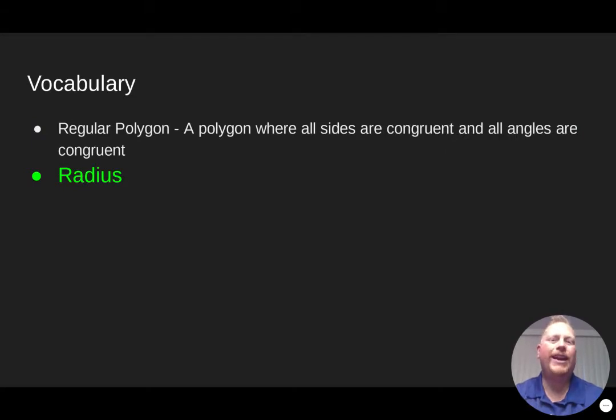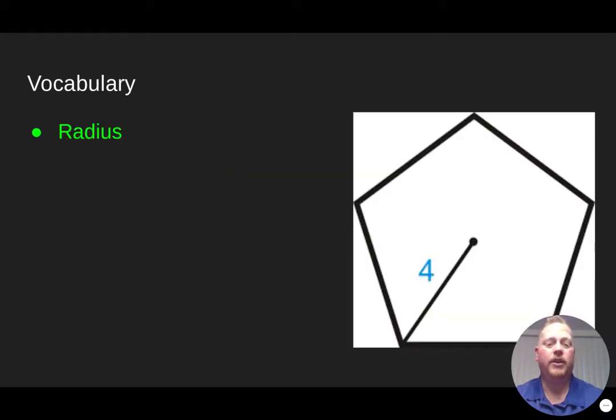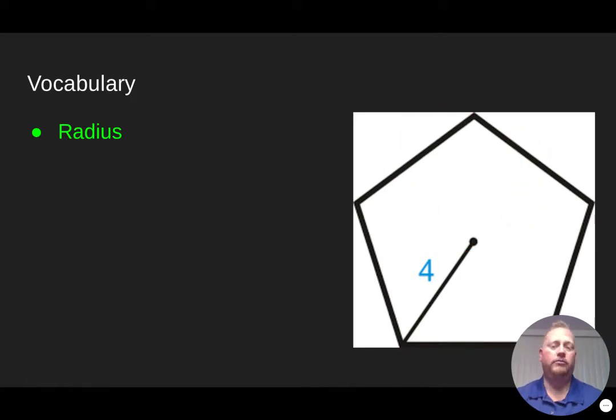Next thing you need to know is the radius. The radius is the distance from the center of the polygon out to the vertex of a polygon. So here I've got a radius for a pentagon, so it starts at the center and moves out to the vertex. So you can draw up to 5 radii in this one. However many sides there are, that's how many radii you can draw. Okay, we just have 1 here though.